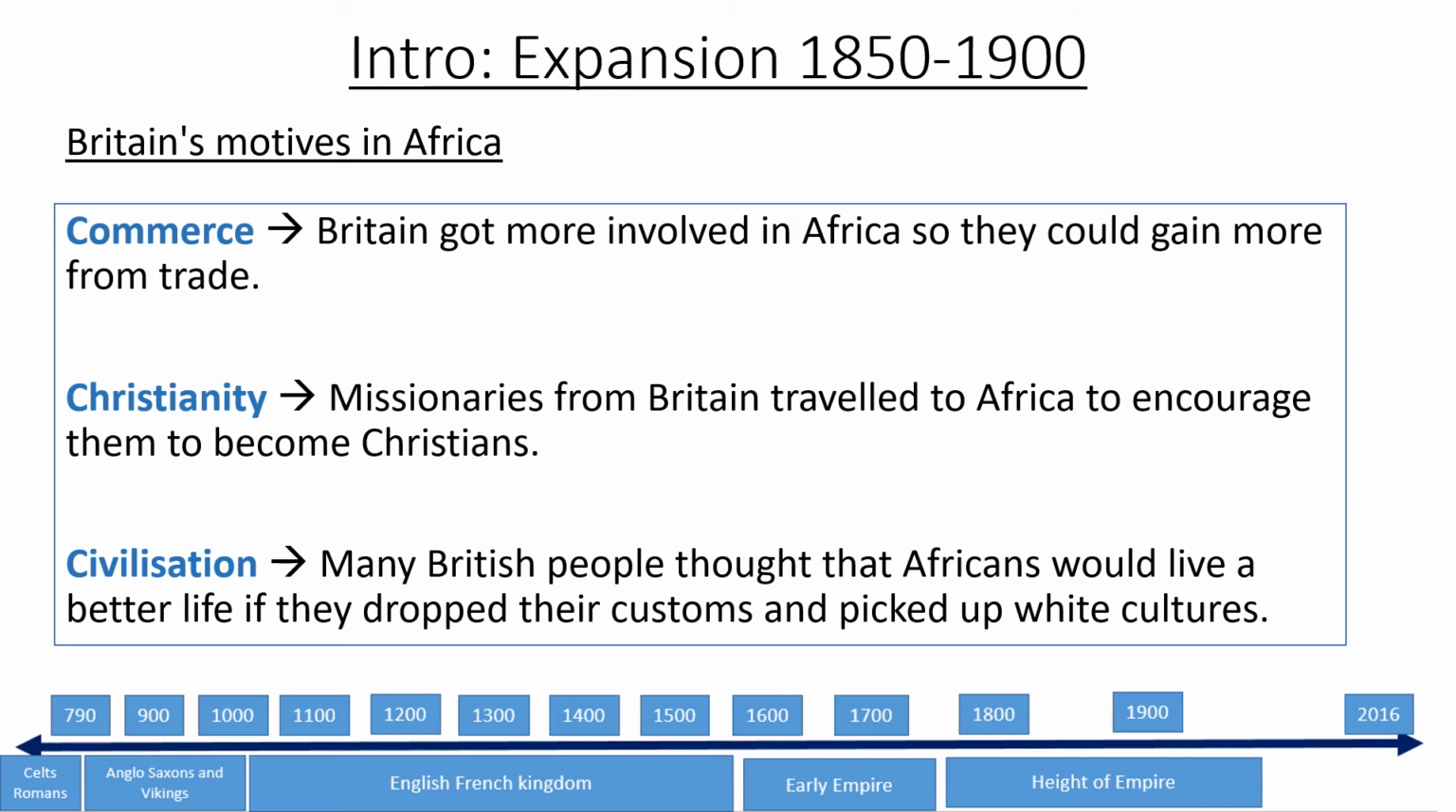And the people from Britain decided, oh, we must be better than you guys. Wouldn't it be nice if you also had the same lives as us? Tell you what, we can help you if you let us take control, or we'll take control from you, and then we'll help you to become civilized people like us. So there you go. The 3 motives for Britain going to Africa: commerce, Christianity, and civilization.